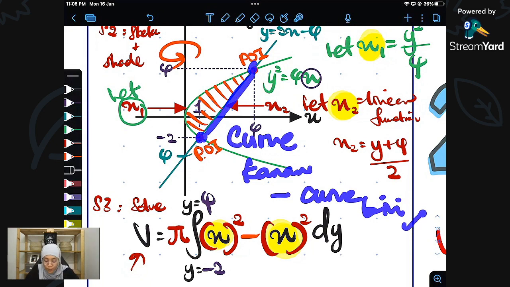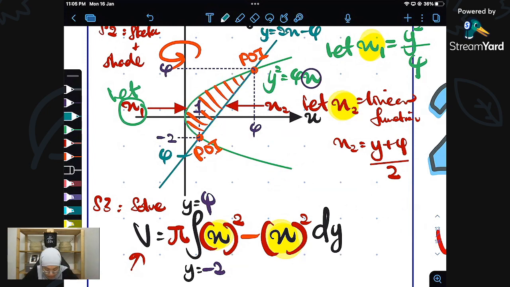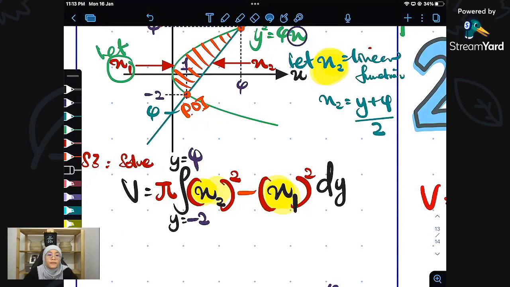So sama je dengan volume pun. Curve kanan akan ditolakkan dengan curve kiri. Therefore, X2 akan tolakkan dengan X1. So X2 will be minus with X1. And so let's put in the function of X2 into the volume, okay? As well as the function of X1. So carefully insert the correct function there.